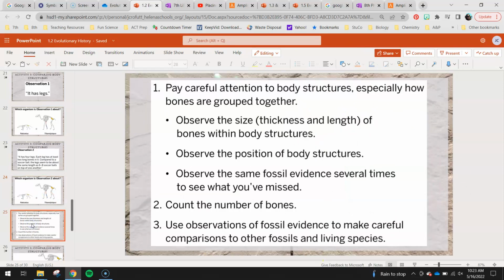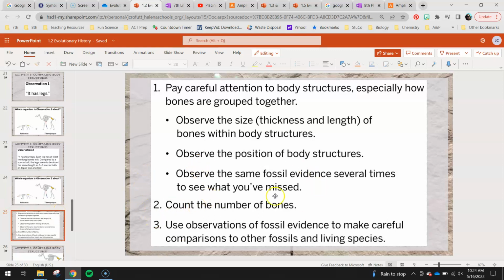Okay, so when we're making observations, these are some guidelines I want you guys to follow. Pay careful attention to body structures, especially how bones are grouped together. Observe the size, the thickness, and the length of bones within many body structures. Observe the position of the body structures. So where do we find them? Are they tipped? Are they flat? Those kinds of things. Observe the same fossil evidence several times to see what you missed. So you really want to go back and forth and look closely.